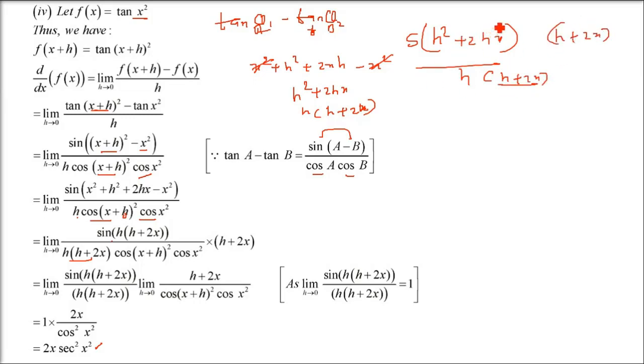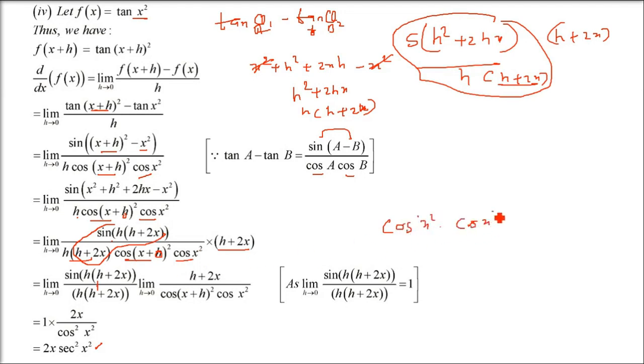So now this is sine theta by theta form. This is sine theta by theta form. And then we have h plus 2x extra. So h plus 2x, and we have cos (x+h) whole square and cos x square. Put h as 0. So you see the denominator will be cos x square and cos x square. Numerator will be h plus 2x. Now this h is 0, applying the limit, 2x, and this is sec square x square, because it is cos square x square in the denominator. So 2x into sec square x square is the answer.